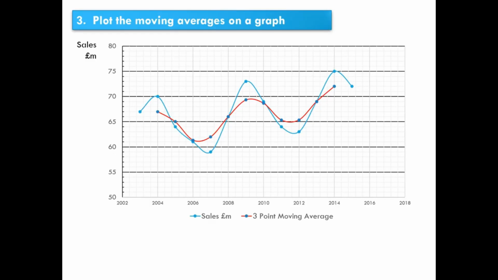So here is my graph. The blue figures here indicate the actual sales figures that have occurred over time. And then the red line here, these are the points I've got from my 3-point moving average. So you can see it's already starting to smooth out some of the ups and downs that I experienced with my raw data.